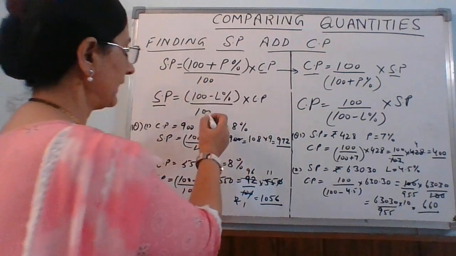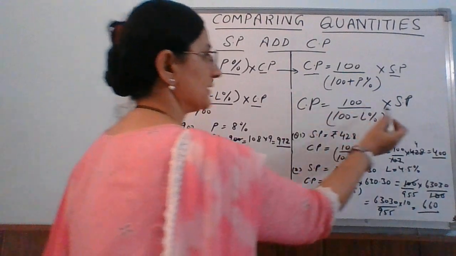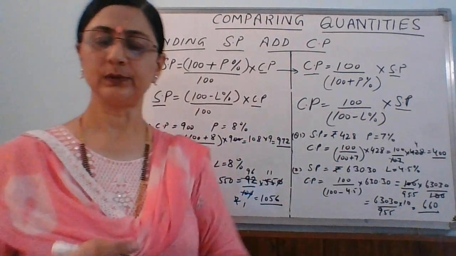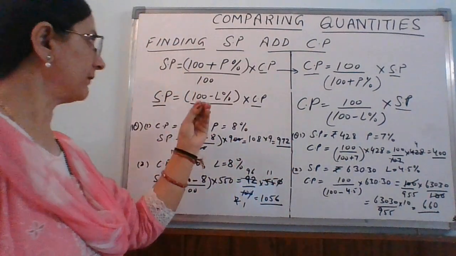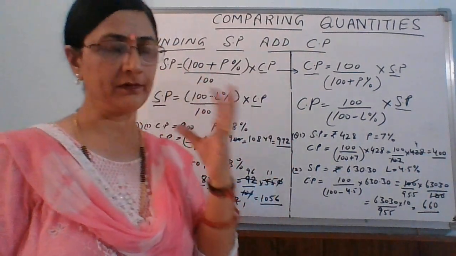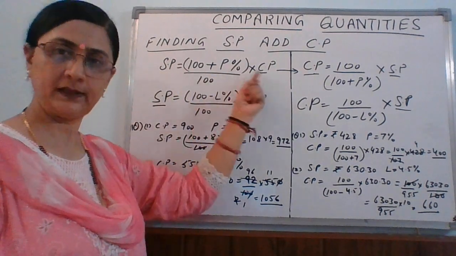Reverse this: put 100 in the numerator and 100 minus loss in the denominator, with CP in place of SP. You can learn these formulas; they are very simple. I'll repeat once again. If profit is given and you have to find SP, it is (100 plus profit) upon 100 into CP.